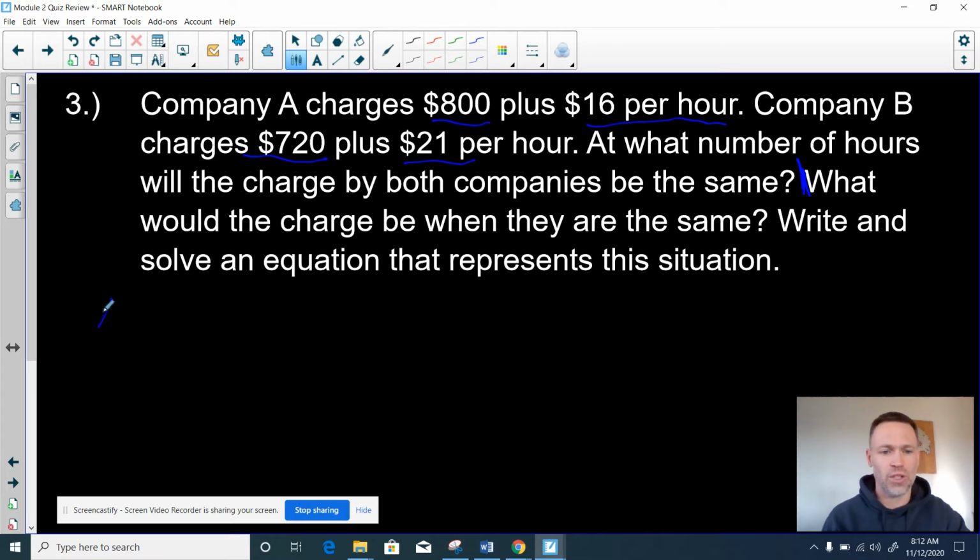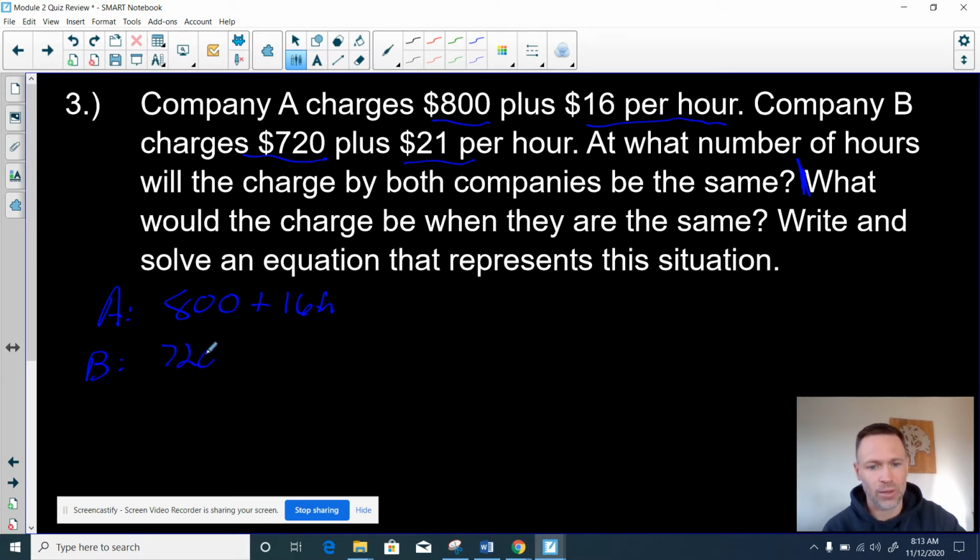So here's what we're going to do. We're first going to model company A, right? So company A charges money. How do they charge it? Well, they charge you $800 no matter what, right? And then they add to that $16 per hour. Company B, they only charge $720 plus $21 per hour, right? So both of them have an initial charge and an hourly charge like we discussed.